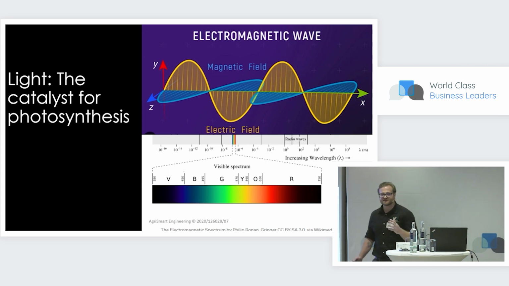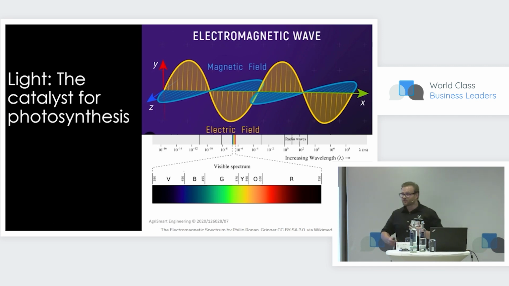Light is the catalyst for photosynthesis. So what exactly is light? Light is electromagnetic radiation. It is a transverse wave where the oscillation is perpendicular to the advance of the wave. You've all probably heard the concept, the wave-particle duality of light. And that essentially means that light particles are waves at the same time. They have characteristic wavelengths, which translates to a characteristic amount of energy associated with those wavelengths.